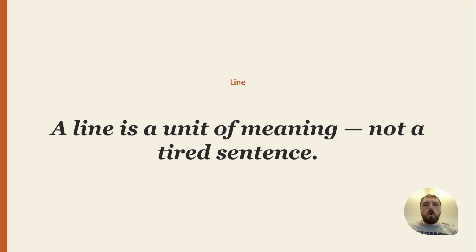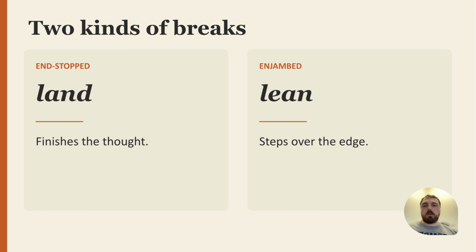A line in a poem is not just a sentence that got tired and sat down. A line is a unit of meaning. It stands by itself for a second. Then the next line arrives and either confirms what you thought or revises it. That little pause is not decoration. It's a tool. It's real as a period, except you get to place it where speech would not automatically stop.